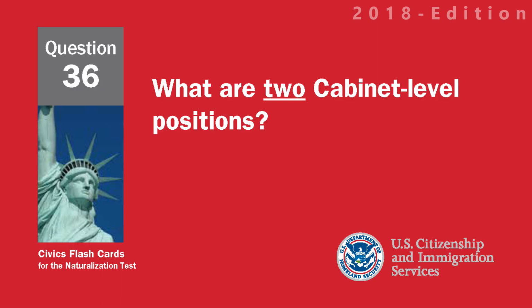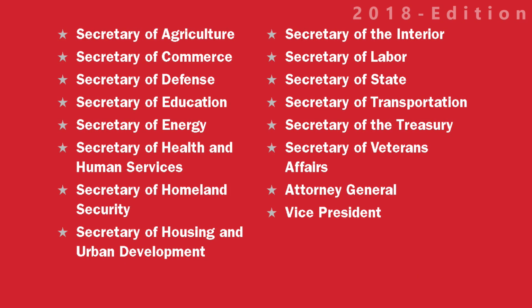What are 2 cabinet-level positions? Secretary of Agriculture. Secretary of Commerce. Secretary of Defense. Secretary of Education. Secretary of Energy. Secretary of Health and Human Services. Secretary of Homeland Security. Secretary of Housing and Urban Development. Secretary of the Interior. Secretary of Labor. Secretary of State. Secretary of Transportation. Secretary of the Treasury. Secretary of Veterans Affairs. Attorney General. Vice President.